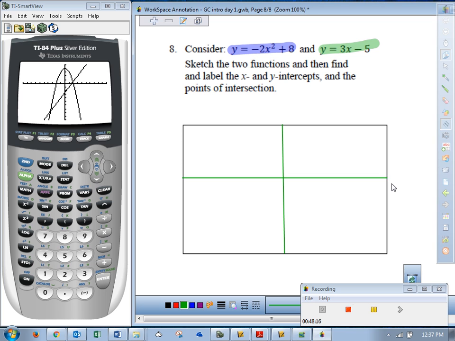Window parameters. If you don't know what your window parameters were, all you have to do is hit window, and it will tell you what your window parameters were. Cool? And I'm going to turn you loose. Find it all. Right? Find it all. Why don't you pause the video and see if you can find everything that you need to find.